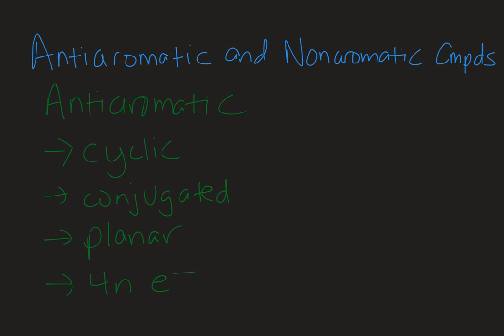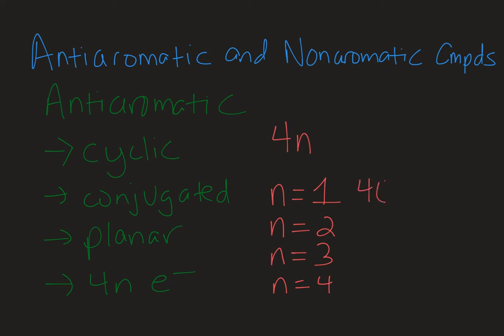So this is the formula that we use to calculate the number of electrons in an anti-aromatic system. So 4n is the formula. N could equal 1 or 2 or 3, etc. It's just a whole number. So just like aromatic compounds follow the formula 4n plus 2, anti-aromatic compounds follow the formula 4n.